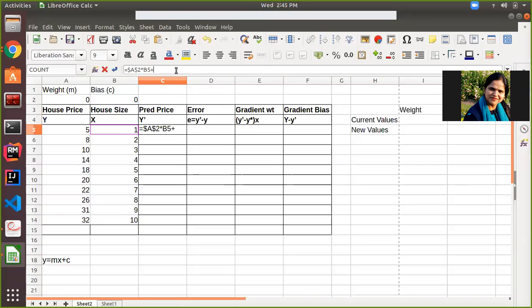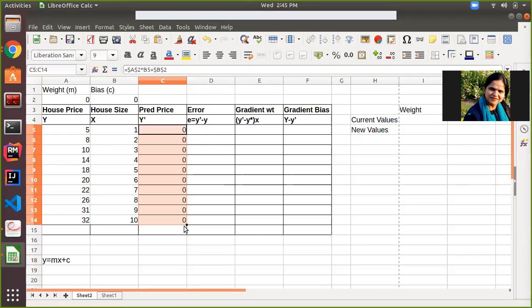Then after that, we will add the bias to it. Bias is again 0. I am converting it to absolute so that its cell reference doesn't change. So the predicted price is 0 as slope and bias are 0. Initially my predicted house price is 0 since slope and intercept, that is weight and bias, are both 0.